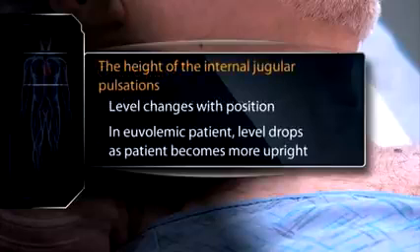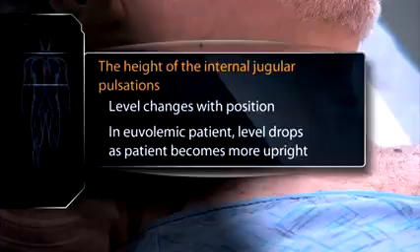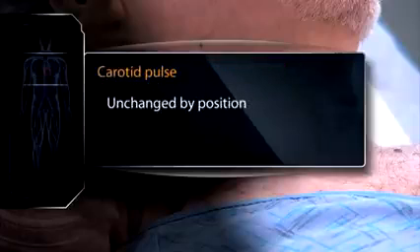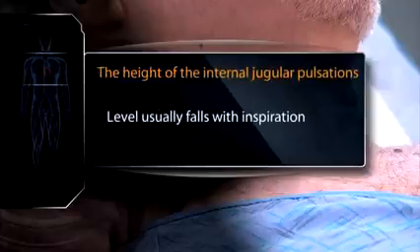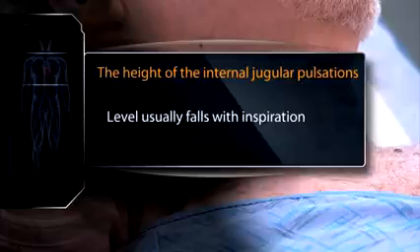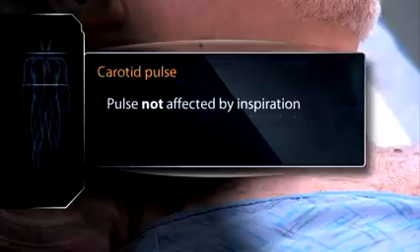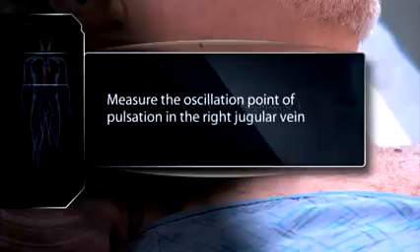The level of internal jugular pulsations changes with position. In a euvolemic patient, the level in the neck drops as the patient becomes more upright, whereas the carotid pulse is unchanged by position. Finally, the level of internal jugular pulsations usually falls with inspiration, whereas the carotid pulse is not affected by inspiration. Measure the oscillation point of pulsation in the right internal jugular vein using the following technique.